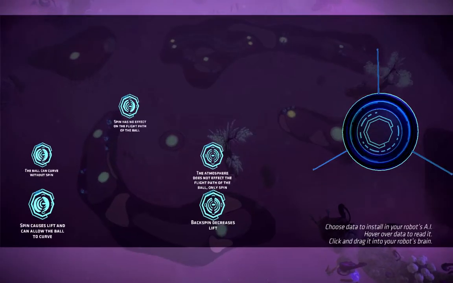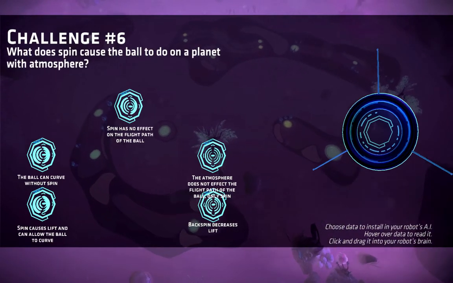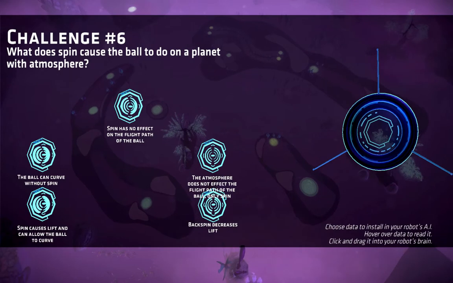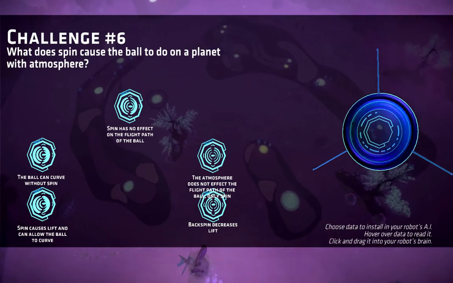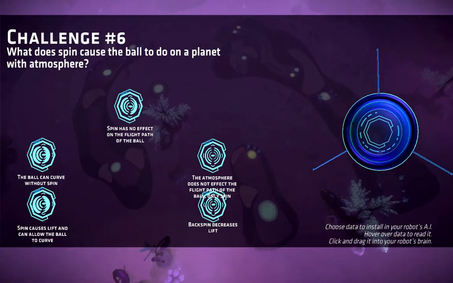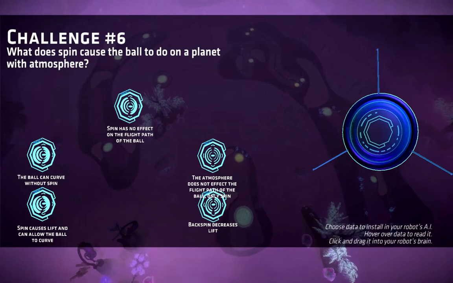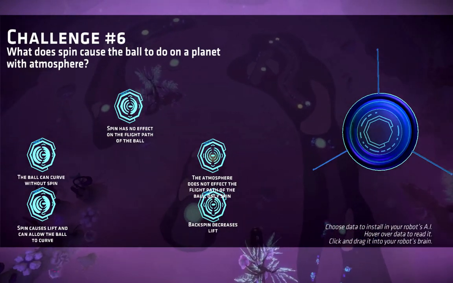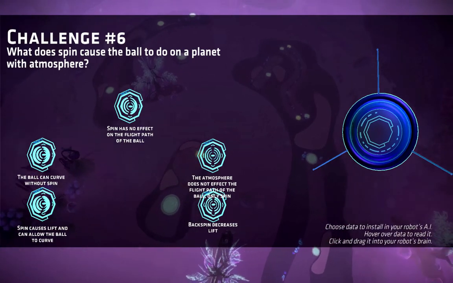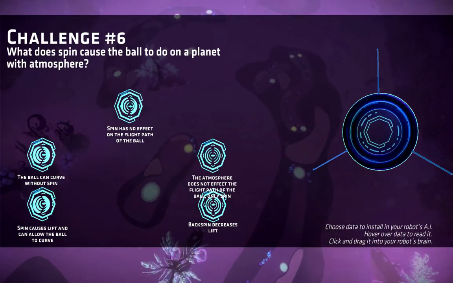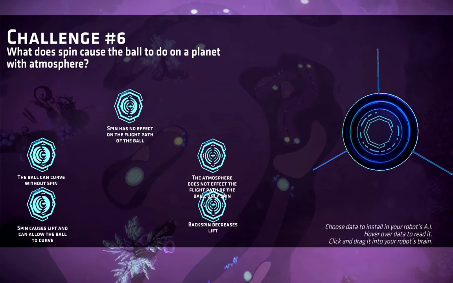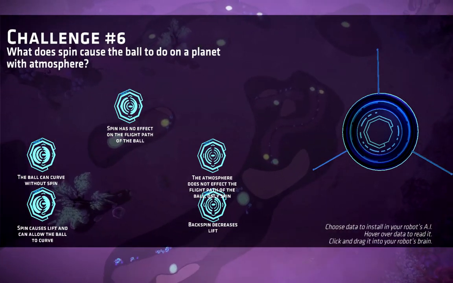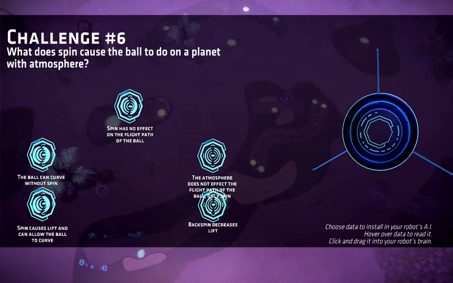Okay, so let's take a look at the final question for this planet. What does spin cause the ball to do on a planet with an atmosphere? Okay, so spin has no effect on the flight path of the ball. We definitely know that's incorrect because as soon as we were able to put spin on the ball with the different path that the club can take, as well as the facing angle, we know that that's going to put a particular spin axis on the ball which causes it to curve in a different place.